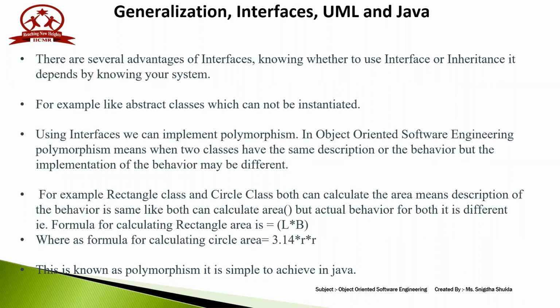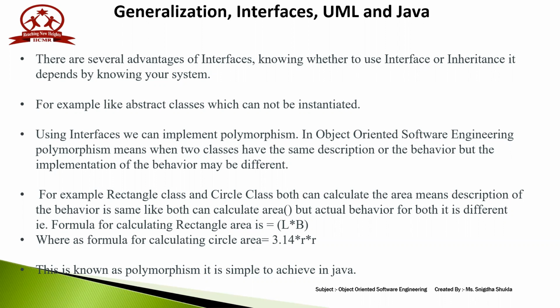As we know, abstract classes cannot be instantiated. Using the interfaces, we can implement polymorphism. So polymorphism is possible using the interfaces also. In object-oriented software engineering, polymorphism means when two classes have the same description or behavior, but the implementation of the behavior may be different. So two classes have the same method name, but the description for both the methods is different, so the actual behavior is different.